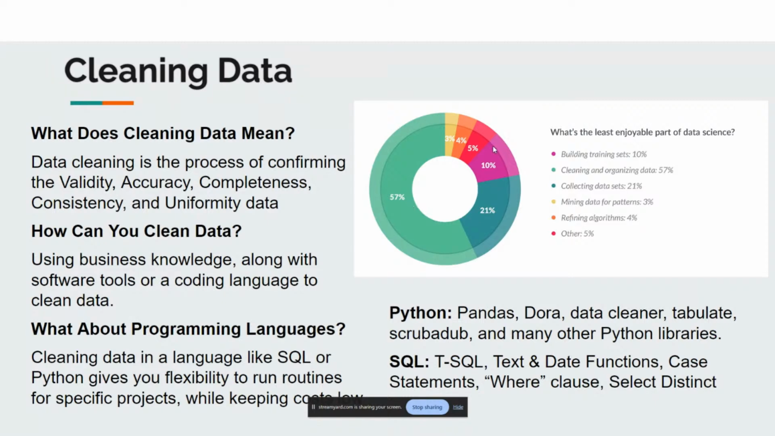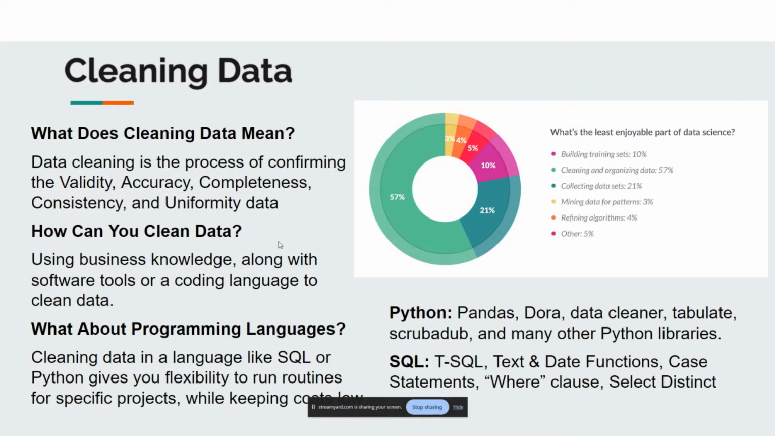If you don't like these other things, if you're a data scientist, I'd wonder why you're in data science, like building training sets and refining algorithms. That's like AI or what data science is all about, really. I guess that says maybe like 22% of data scientists don't even like their job.